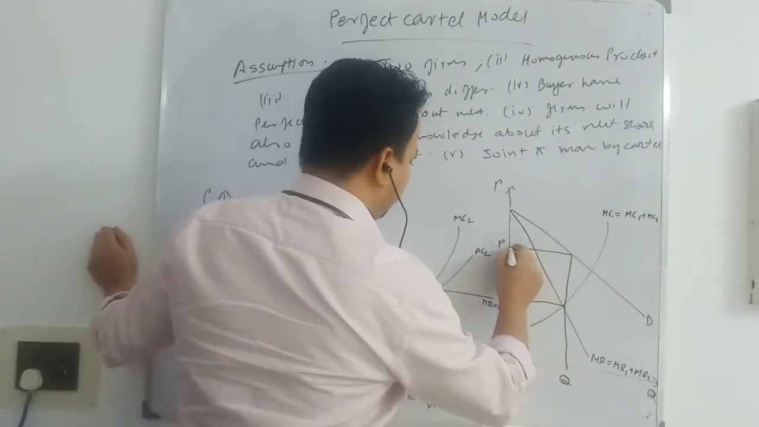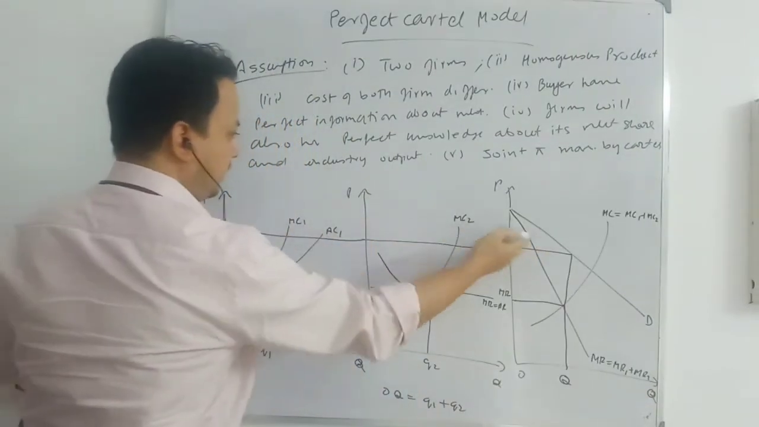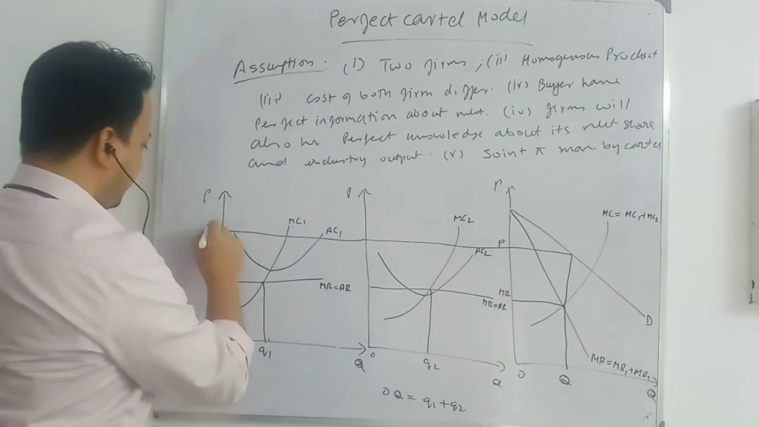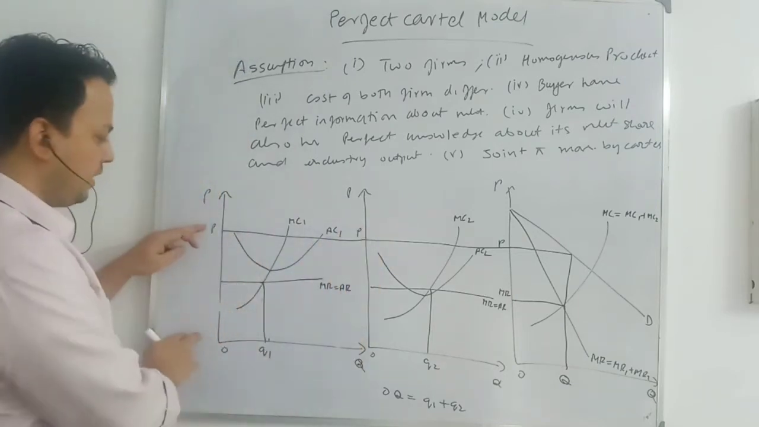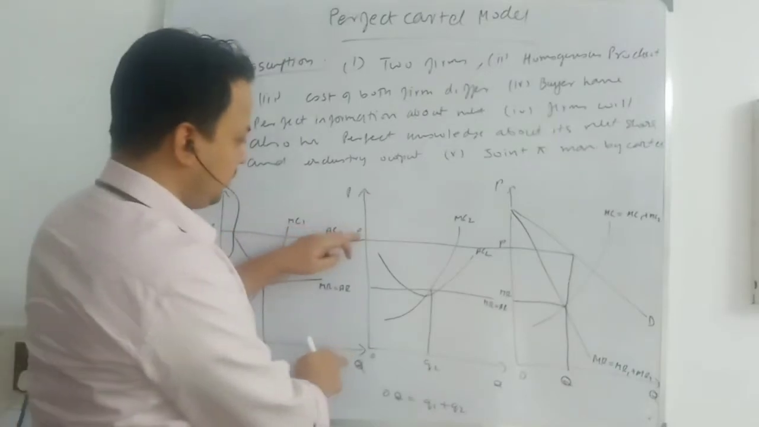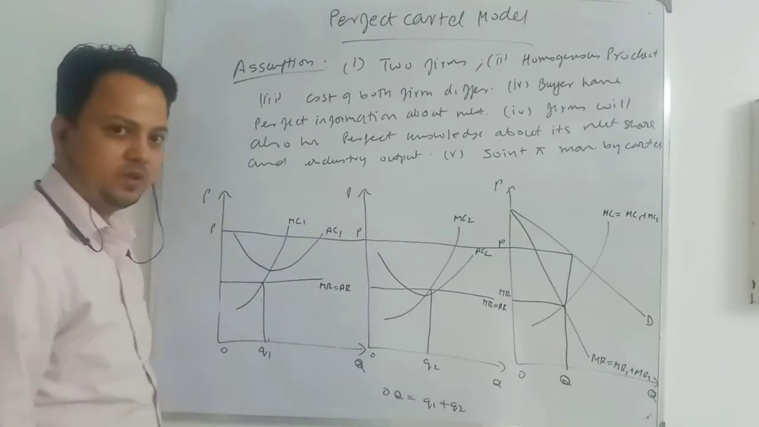What will be the price charged? The price charged will be this one. Just draw a line coming from the price. The price charged by the fourth firm will be quite high. If you look at it, the price charged is this much. The price charged by the second firm will be this one, and the output produced will be this one.